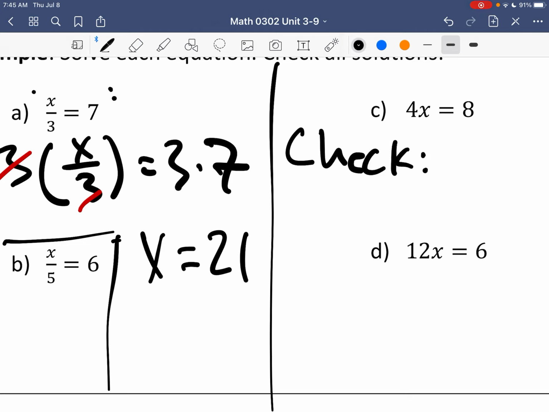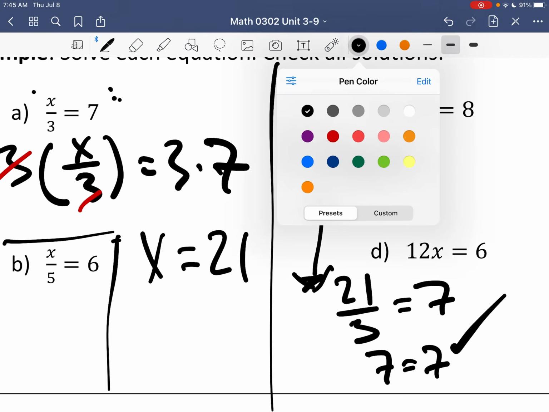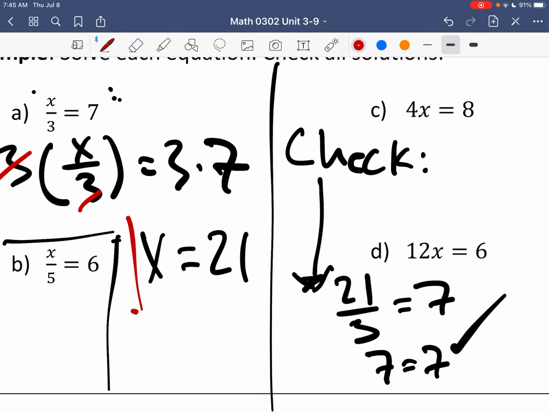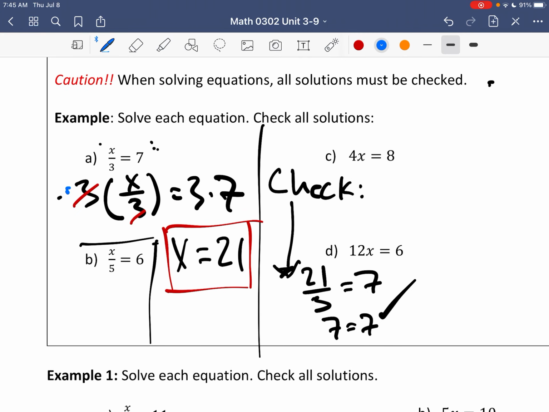Go back to the original equation: x divided by 3 is equal to 7, so wherever you see the variable x, put 21. Sorry about that, it got kind of messy. I'm looking for some space. 21 divided by 3 is equal to 7. 21 divided by 3, yeah, that's a 7 here, 7 on the right-hand side. So x equal to 21 is the solution to the equation, and it was obtained by using the multiplication property of equality. Okay, let's go ahead and do another one.